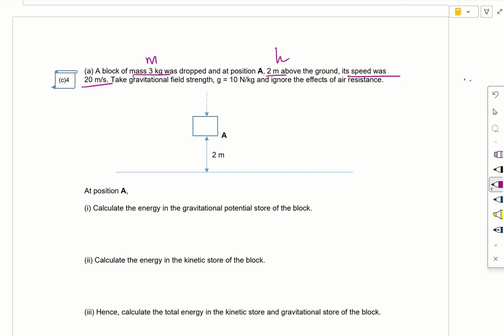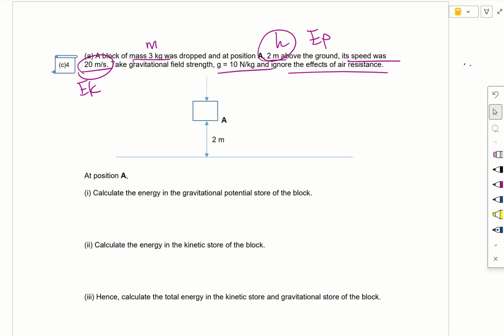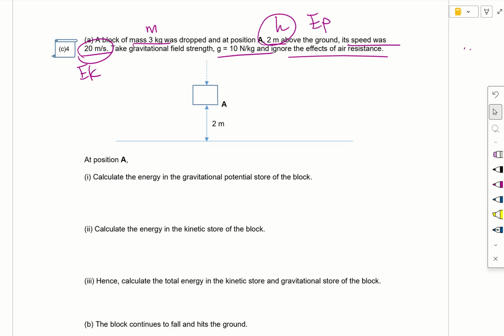So that means there's going to be energy in EK, right, because there's speed, and there's also energy in EP because there is a height. So g is still 10. And again, we ignore the effects of air resistance. So at position A, calculate the energy in the gravitational potential store. So everything is the same as before, so it's 60 joules EP.